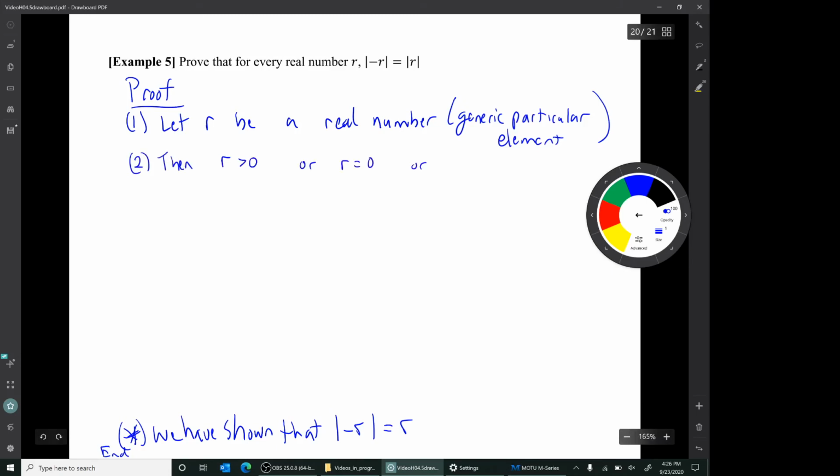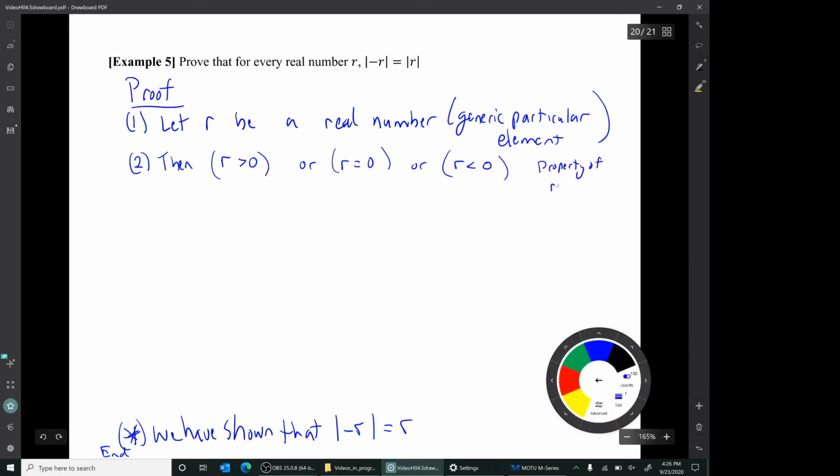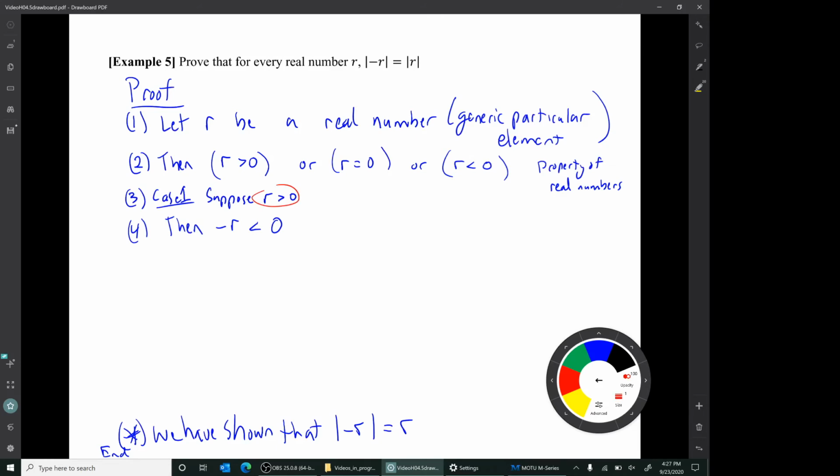So if r is a real number, we know that either r is greater than 0, or r equals 0, or r is less than 0. So we have three cases. So let's do the first case. Well, if r is greater than 0, then negative r will be less than 0, because I multiplied that true inequality by a negative 1. And so I got a new inequality with the inequality reversed. Okay, so then let's compute the absolute value of negative r.